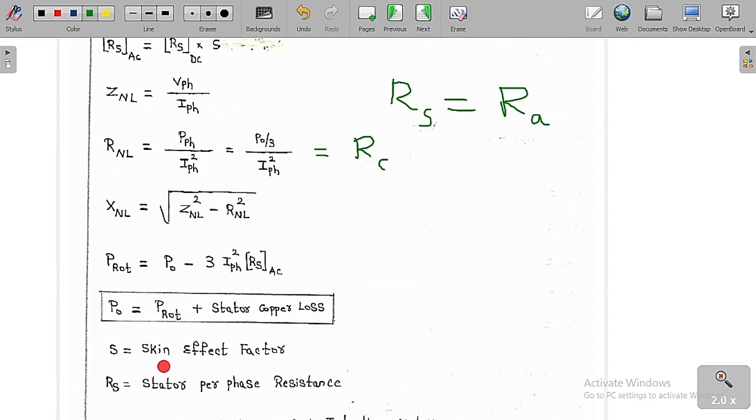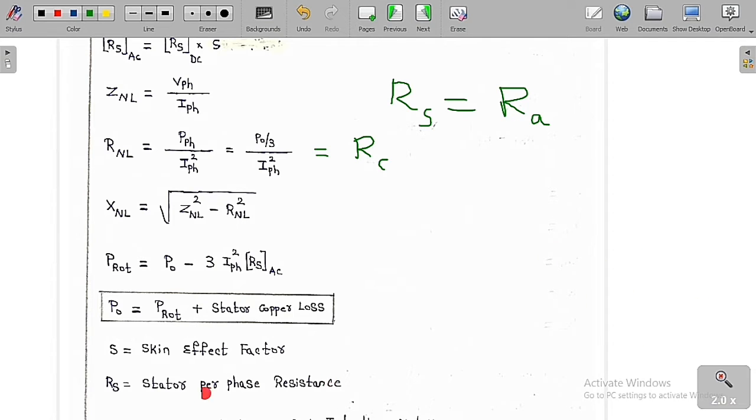Now listen carefully. S is called the skin effect factor, and R is called the stator per phase resistance, or basically the armature coil resistance. You can call it either. So R is called the stator per phase resistance, or the armature coil present on the stator.